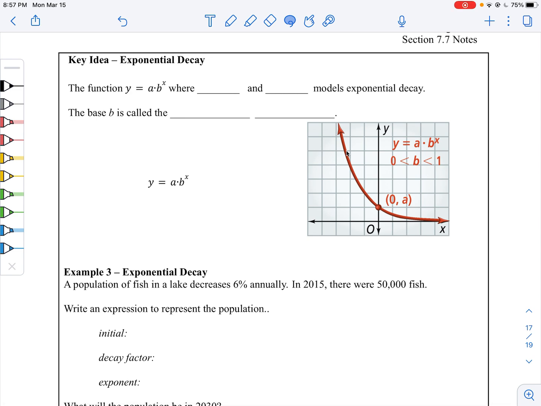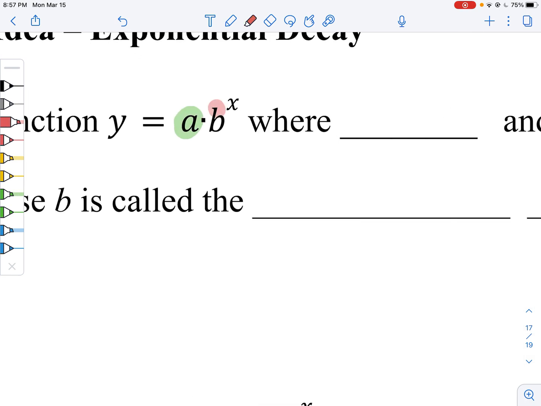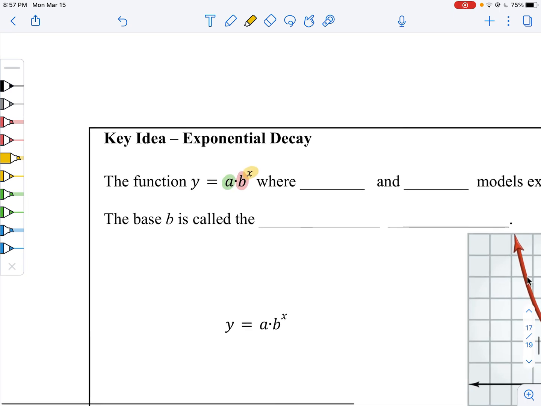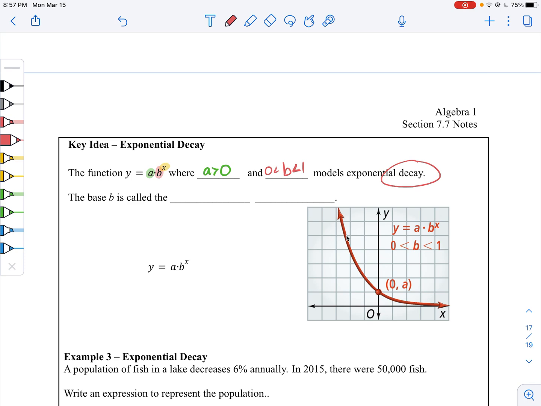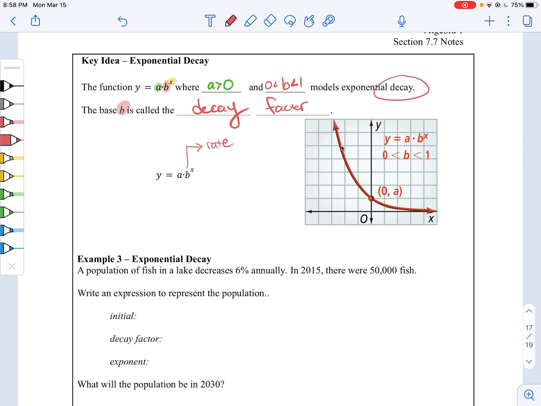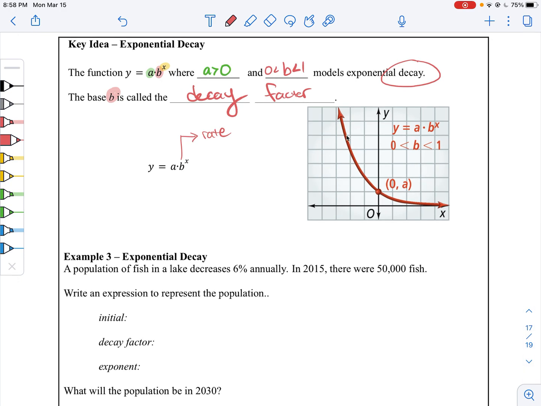Okay, so we've talked about growth. Let's talk about decay real quick and then we'll call it a day. So we can still use our a times b to the xth power, but we're going to still keep that a is positive. But if b is less than 1, but it has to be greater than 0, so if b is between 0 and 1, then that's decay. Then it will go down like this. In this case, instead of being called the growth factor, b is now the decay factor because it's ungrowing. Since ungrowing is not a word, we'll call it decay. Okay, so our rate of decay is our decay factor.